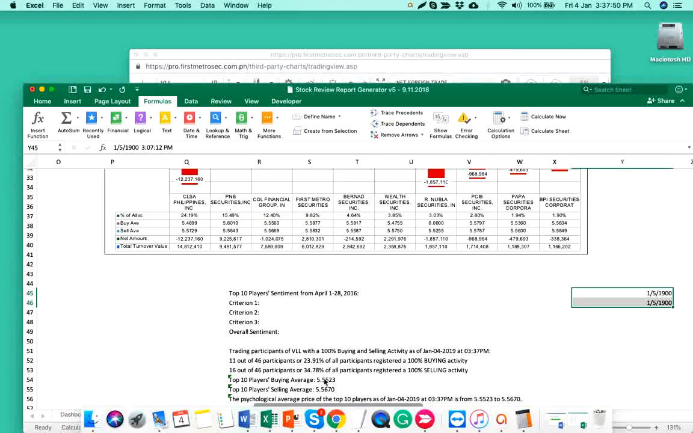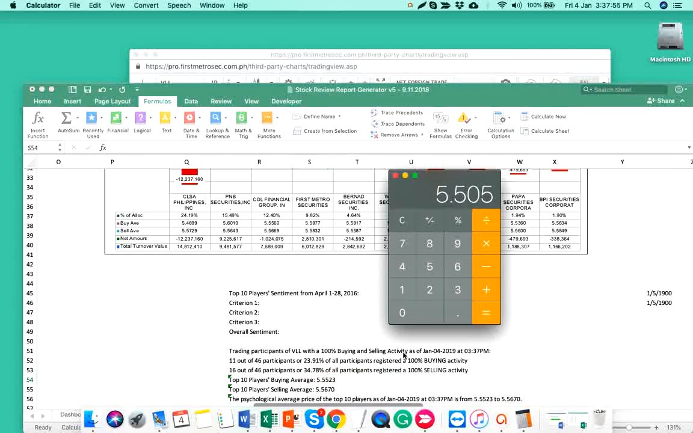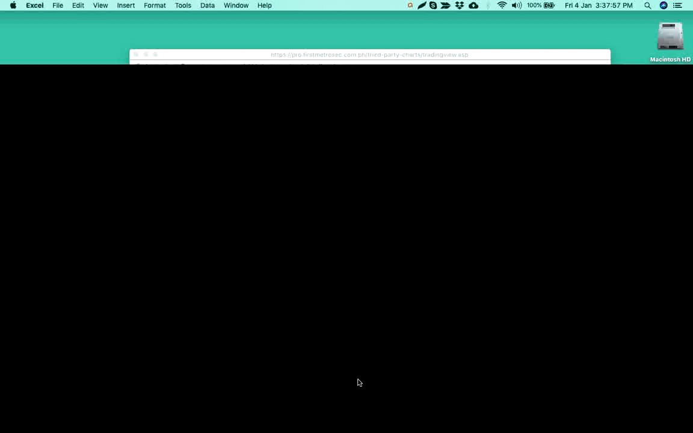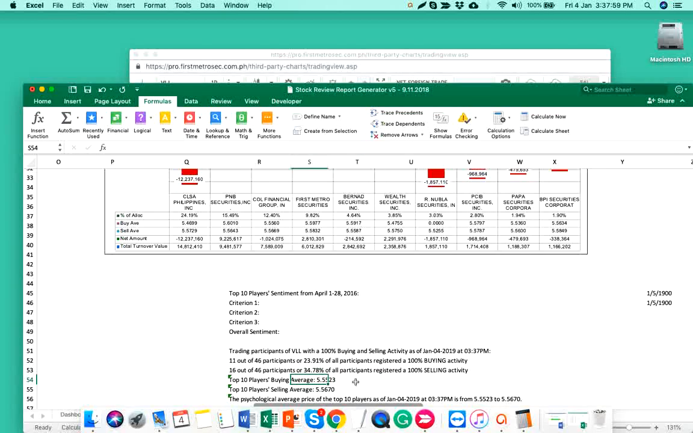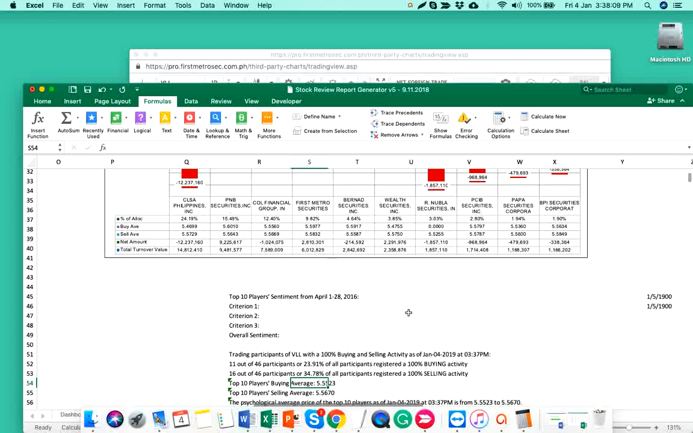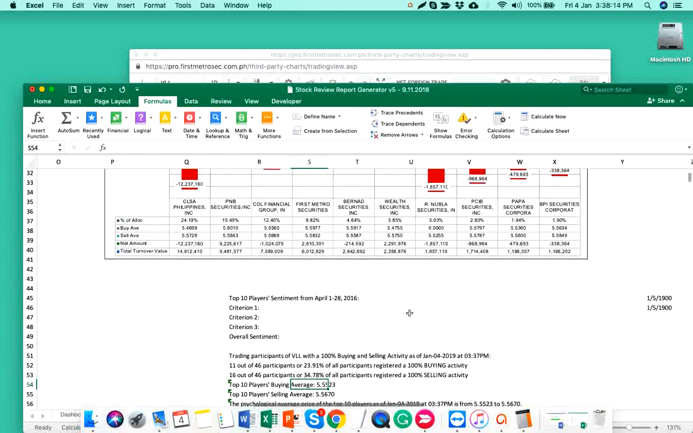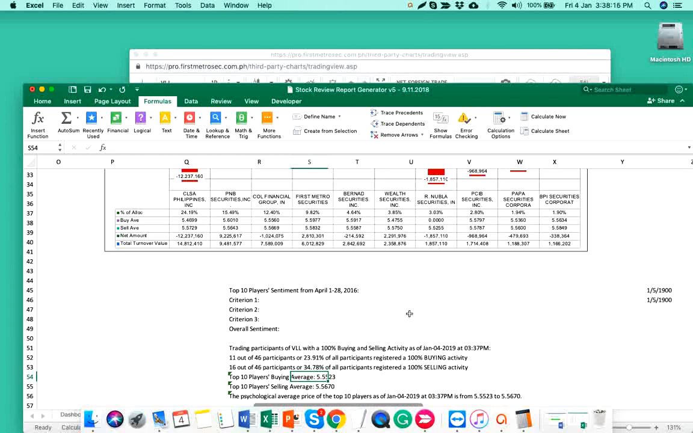Now with the top 10 players buying average position at 5.55, that's 4 points higher than the mean of the intraday high and intraday low. So I would say I now have a data-driven basis to say that VLL has a bullish position based on my interpretation of its top 10 players chart, being that its top 10 players buying average is still above the median of today's intraday high and intraday low.